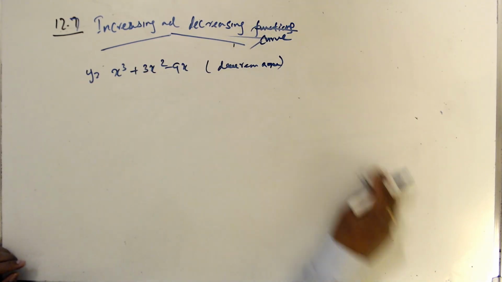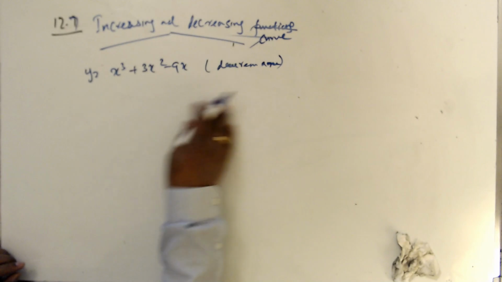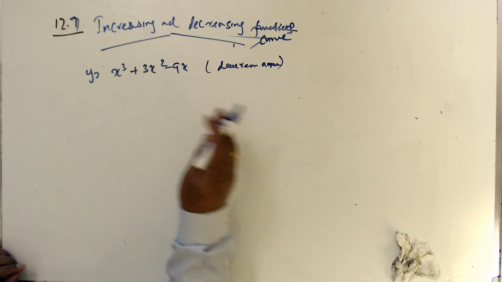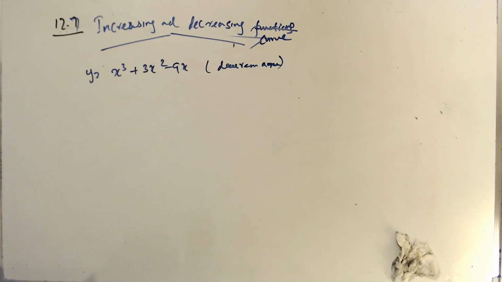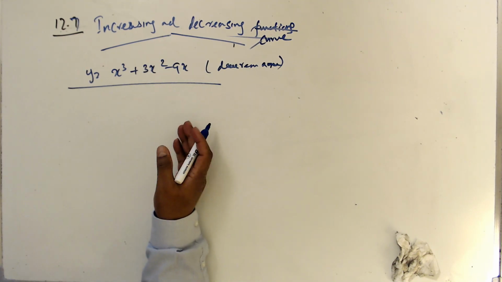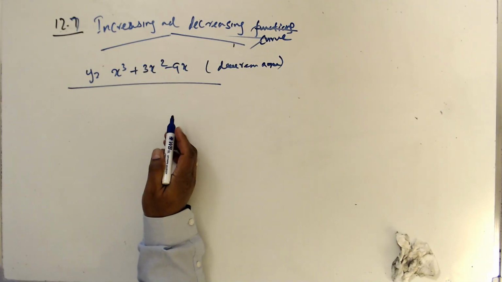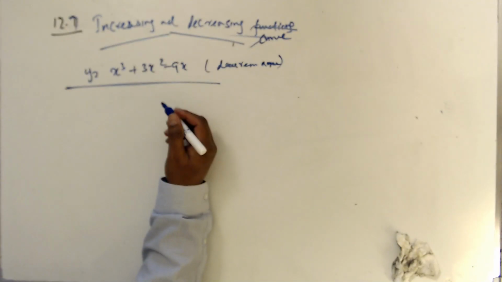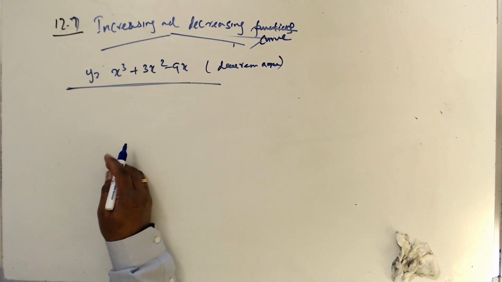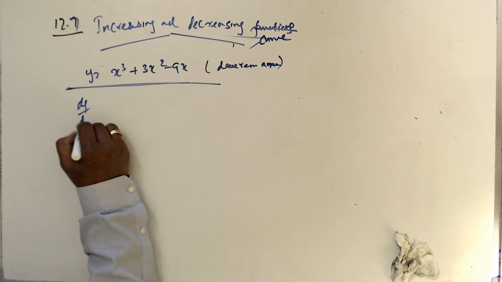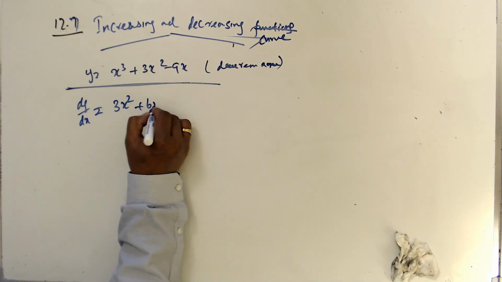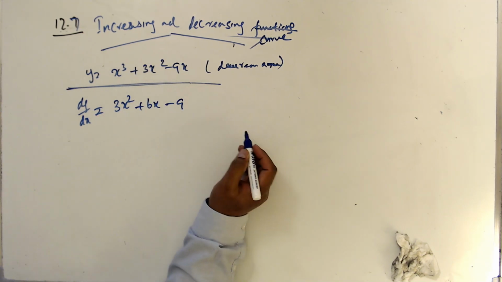I'm not sure, like this. Somehow there are increasing and decreasing areas in this curve. So we want to find the decreasing area. How do you find the decreasing or increasing area? By looking at what? Looking at the gradient. So this curve is not that important. I am worried about the dy by dx, the gradient. So I'll find the gradient. Dy over dx is 3x square plus 6x minus 9.